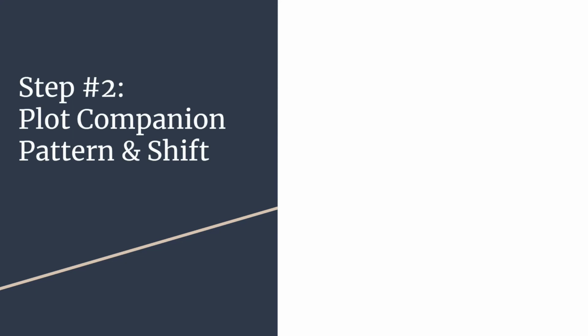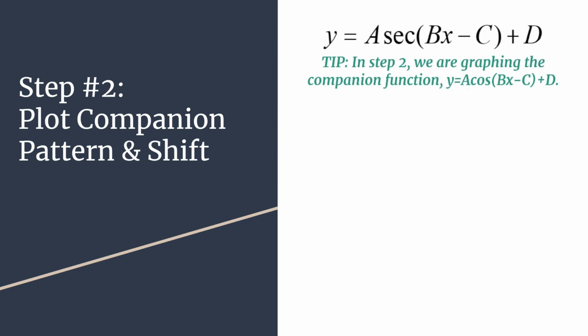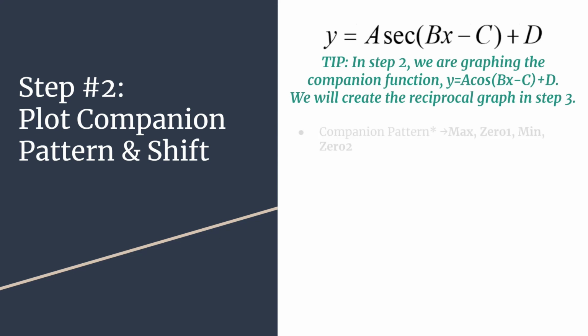All right, so in step 2, we're plotting our companion pattern and then we'll shift it. So you'll do this, like I said before, lightly because we're using this to build our final graph of secant. All right, so like I said, we are graphing our companion function here, still working on that cosine equation and creating the reciprocal graph in step 3.